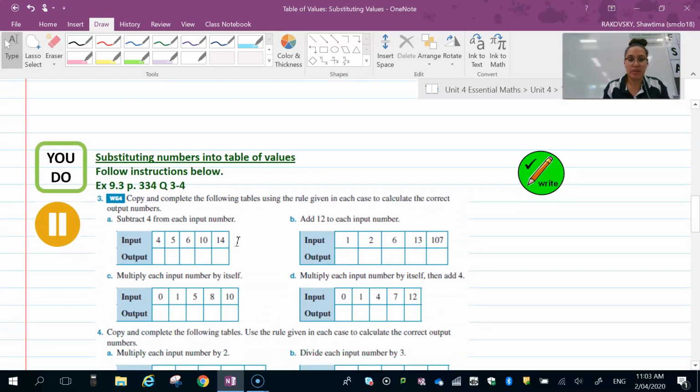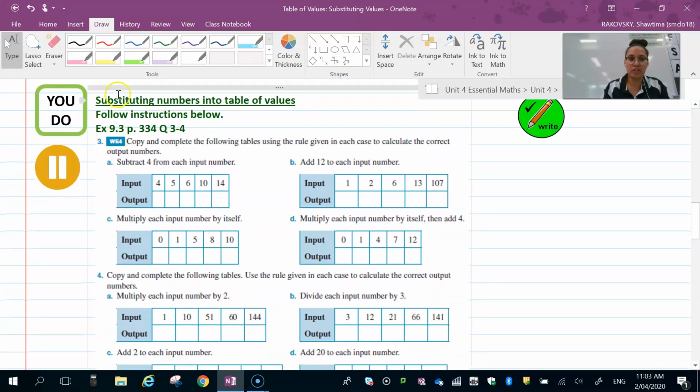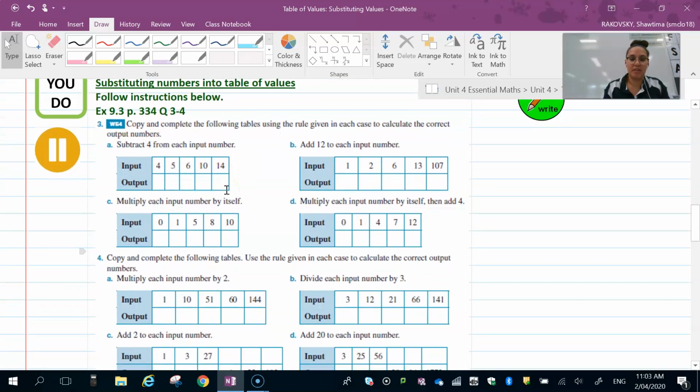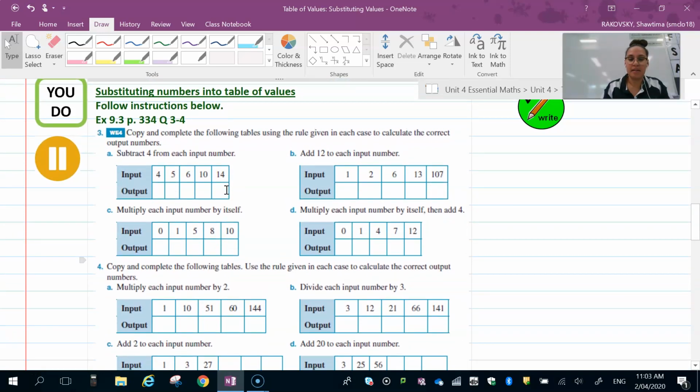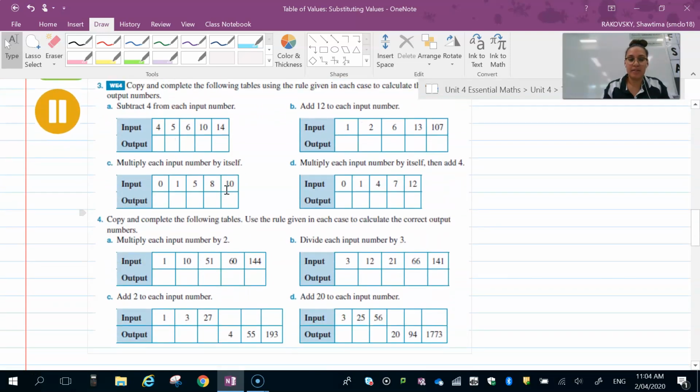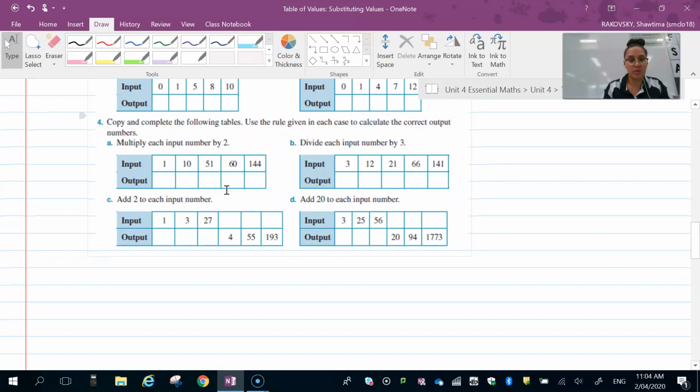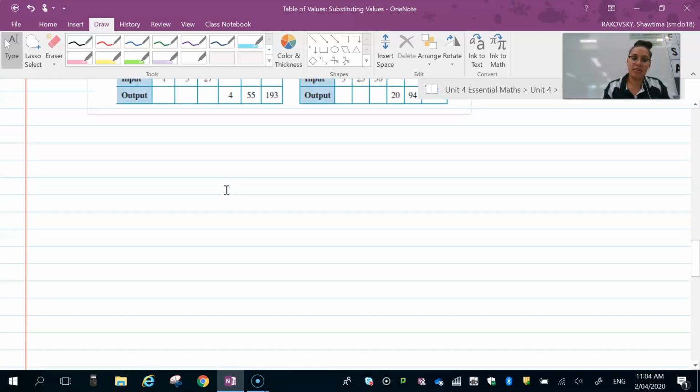So what you're going to do is the same thing here. Follow the instructions, copy these tables and complete them. So subtracting 4 from each number, so you get 4 minus 4 and so forth. So substitution. Alright, so there's those ones there. Pause that. Okay, there's question 4. Pause there. Alright, next one.